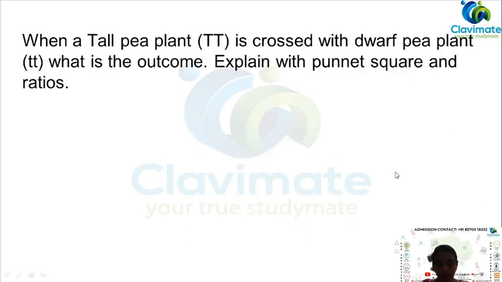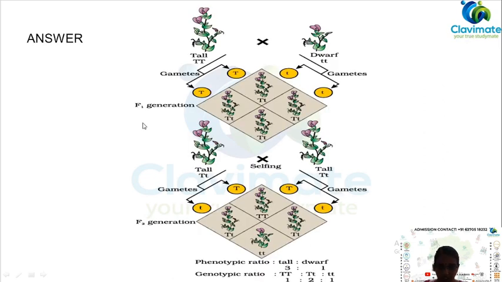That is true breeding. The next question is, when a tall pea plant is crossed with a dwarf pea plant, what is the outcome? Explain with a Punnett square and ratios. So here we have a tall pea plant.